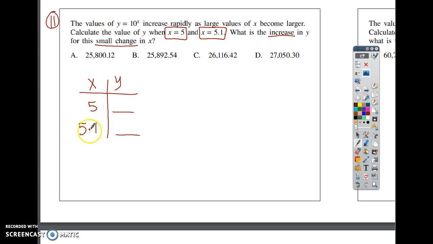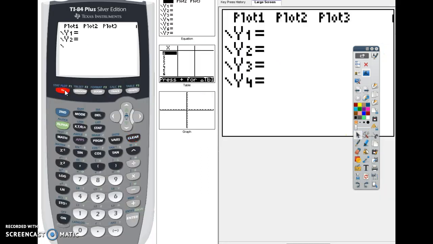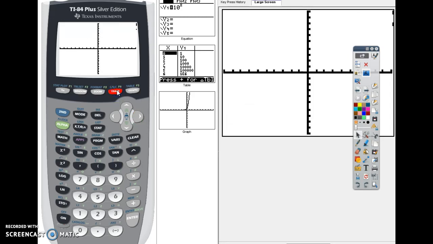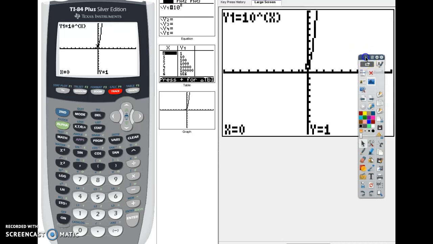Now we cannot find this in second graph. I can find this one in second graph, but I cannot find this one in second graph. So we're going to have to put it in y equals trace. Okay, we're going to put the equation that they gave us, which is y equals 10 to the power of x, in y equals trace, and we're going to go find these numbers. Okay? So let's do that right now. Y equals 10 to the power of x. And remember, yours looks different than mine because my calculator is a little more advanced. So we're going to go to trace. And we're looking for 5 and 5.1.